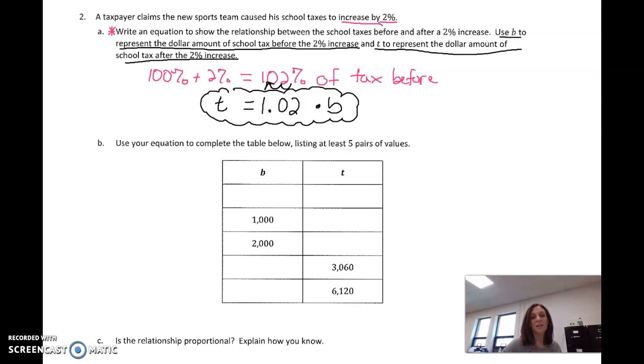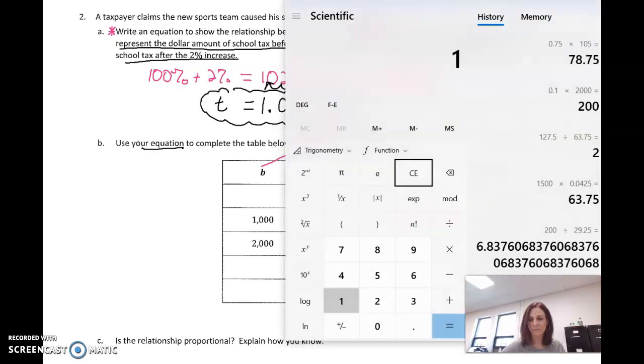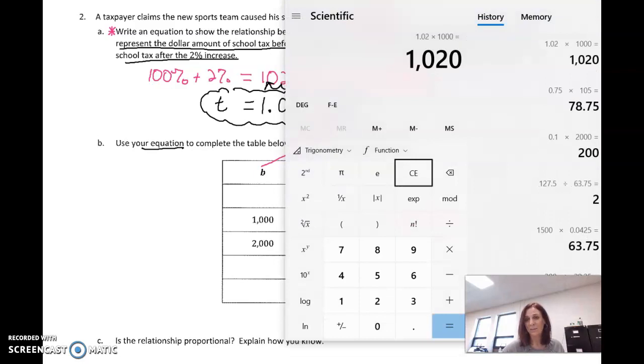We can use that equation to fill in this table. Let's just start here with 1,000. These are B here, so I'm just plugging these values in right here. So for 1,000, my T is going to equal 1.02 times 1,000. And that's 1,020.